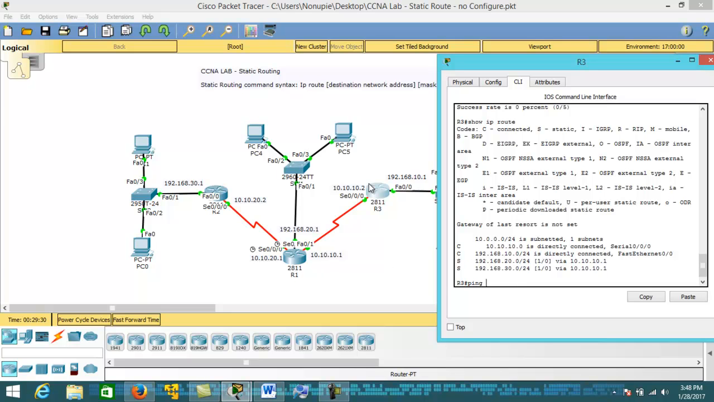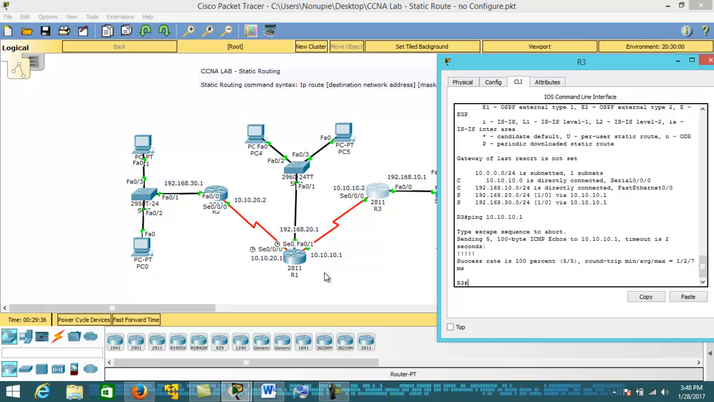Ping, let's see whether it will be able to ping this network, 10.10.10.1. Ping is successful, but this router is not able to communicate with this router, because this router does not know the IP route. I think this router must know the route.